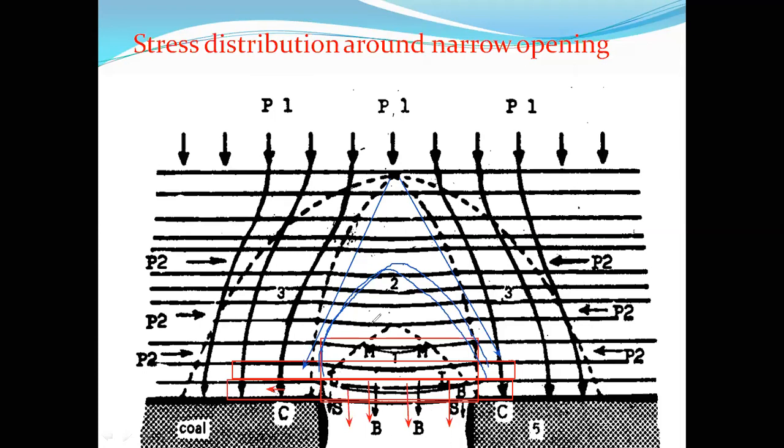If you look at this part, let me draw this. Yes, this part. See, this part. There will be a separation between the layers. So if I want to provide support, due to bending there is a separation between the layers of the strata. That is known as bed separation. So that is the reason.